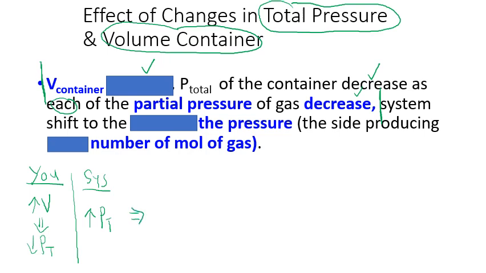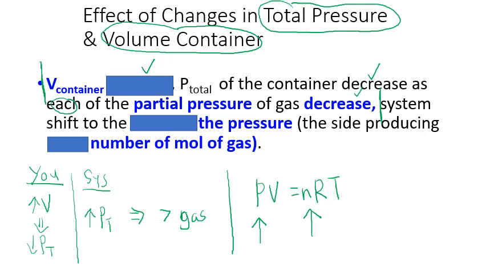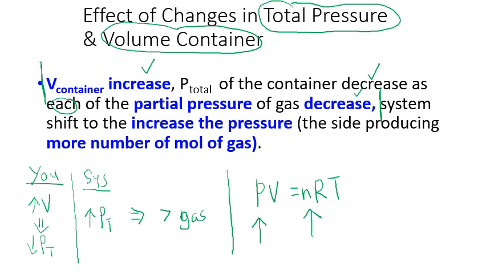And then it will shift to the side with more moles of gas, because we know from the formula PV = nRT that if the number of moles of gas increases, the total pressure will also increase. So let's check again. When the volume of the container increases, the total pressure of the container decreases because each partial pressure of gas decreases, and then the system needs to oppose it to increase the pressure by shifting to the side with more moles of gas.